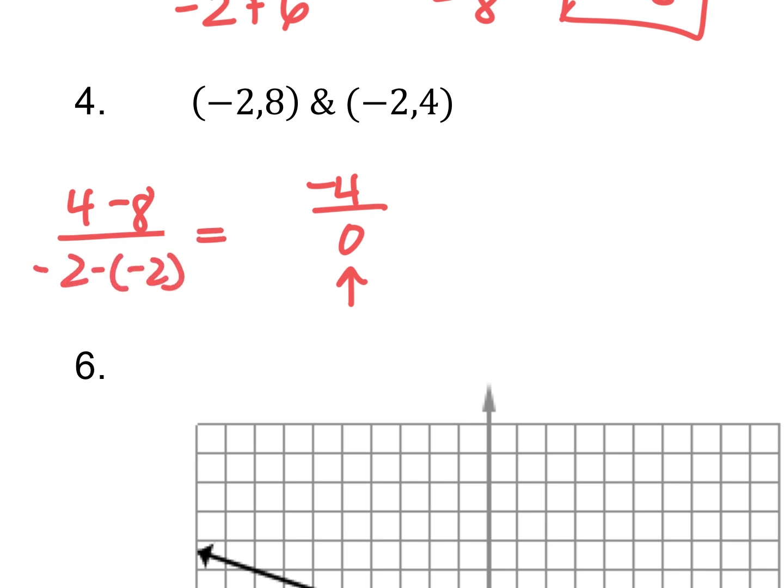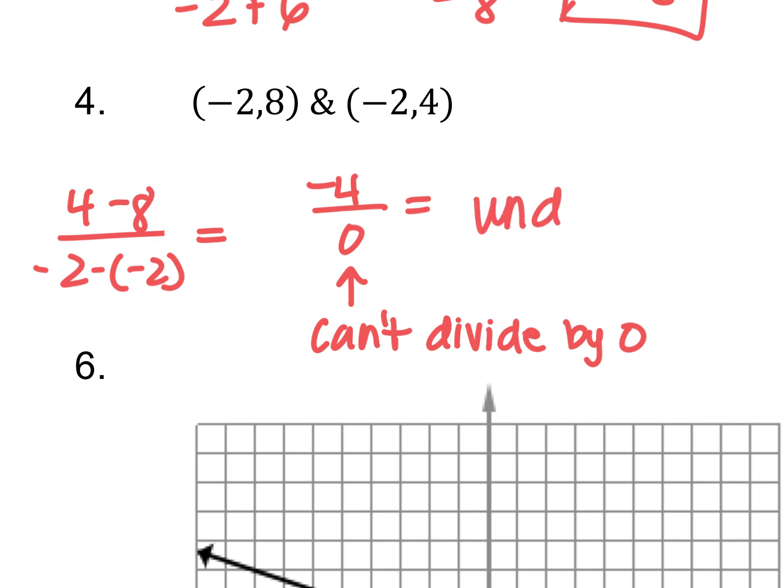So when we do this, we get a 0 on bottom. And let's go ahead and write that we can't divide by 0. Just in case we forget, we have these notes. So if we can't divide by 0, what's the slope? What kind of line is it? Vertical. It's a vertical line.